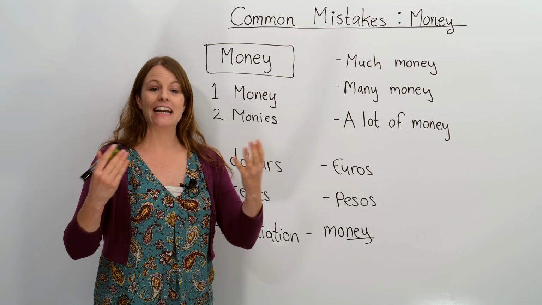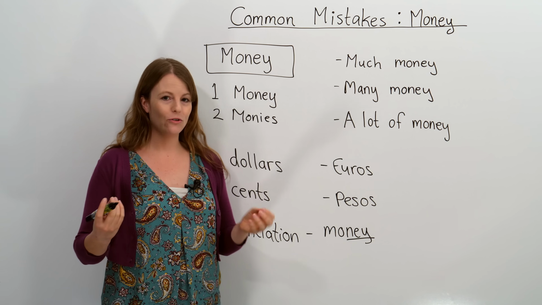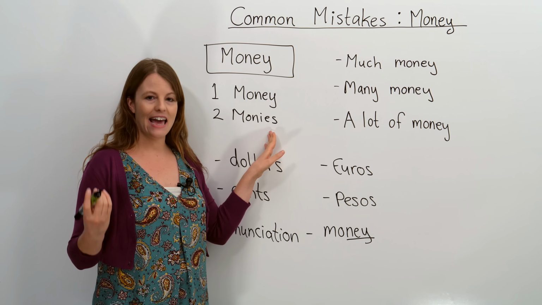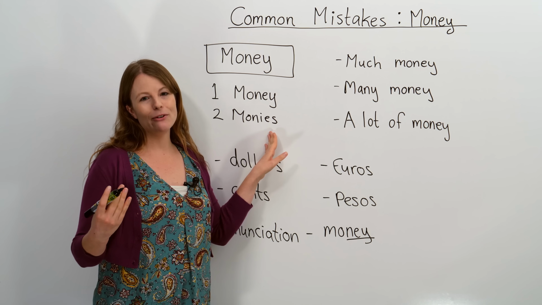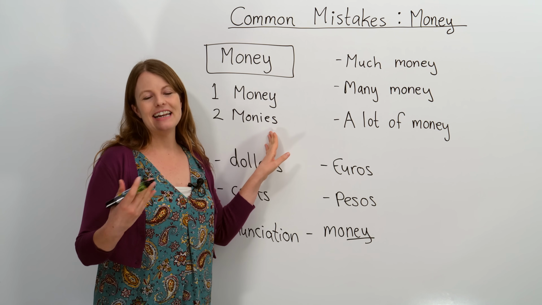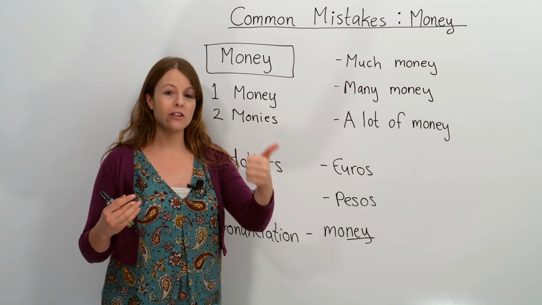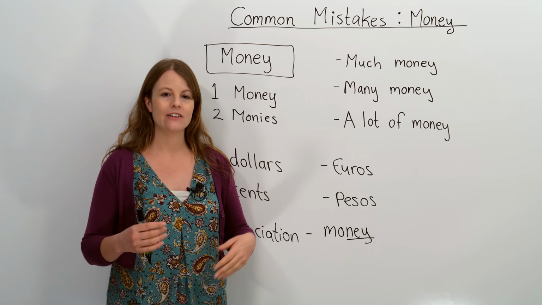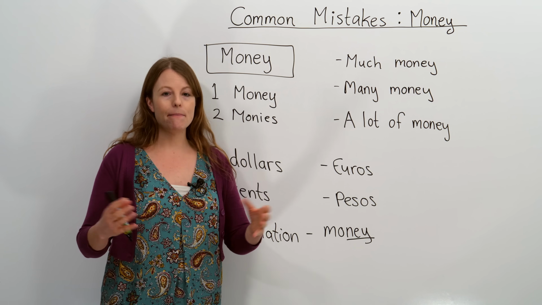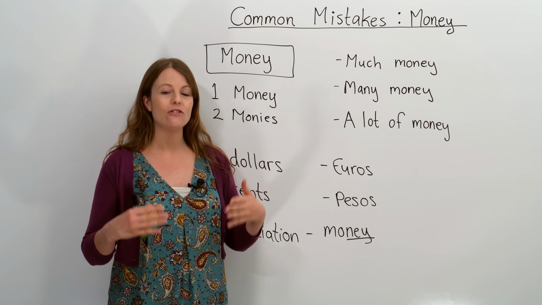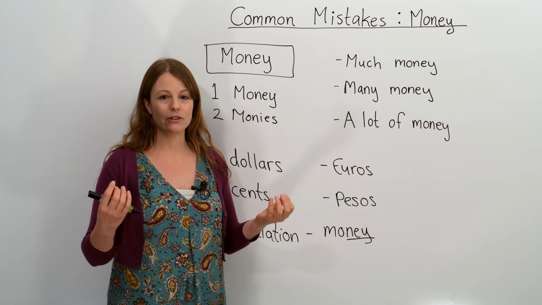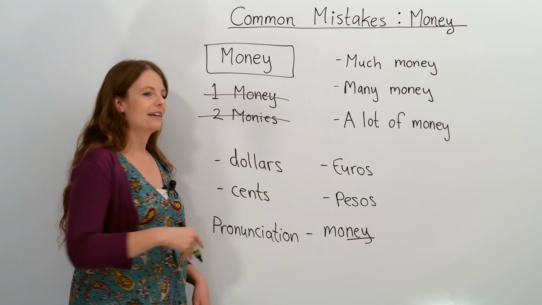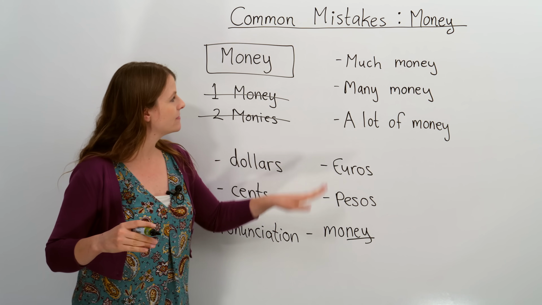No. So in English, we can't use an S on the word money. It is uncountable. Some of you might say, but I can count money. In English, we count dollars, we count cents, we count euros, we count pesos, we count bills, but money is a category. We do not use countables when we're talking about money. So this is not correct in English.